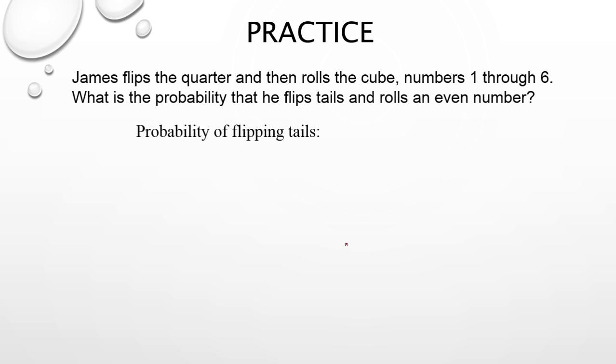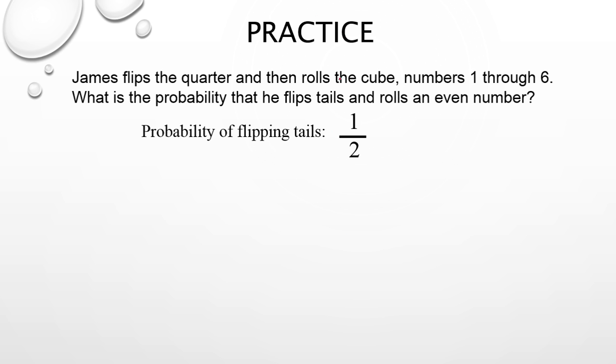Alright, so probability of flipping tails. We know it's 1 over 2 because, again, like I mentioned earlier, a coin has 2 sides, one should be heads, one should be tails. So the probability of getting tails is 1 over 2, or you are probably used to thinking 50%, same as 1 over 2.